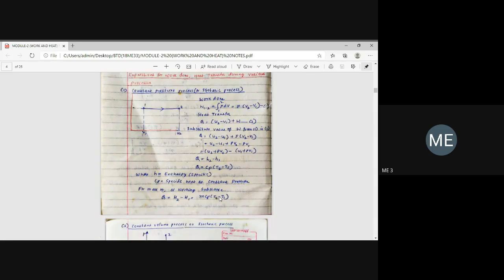In the numerical problem, they will ask what is the amount of heat transfer during constant pressure process, which is the difference of enthalpy, H2 minus H1. Specific heat at constant pressure is defined as the amount of heat required to raise the temperature of unit mass of the substance at constant pressure. So Cp into T2 minus T1. You remember this formula. This is the expression for heat transfer during constant pressure process.